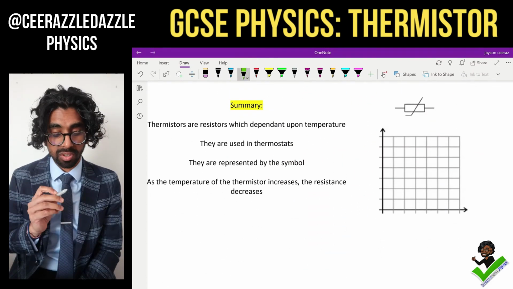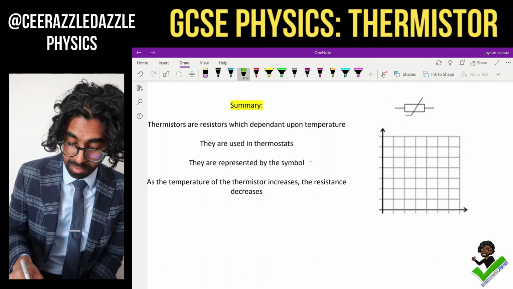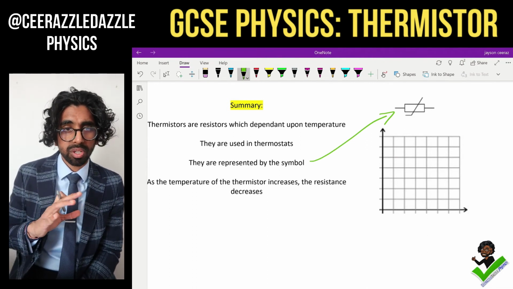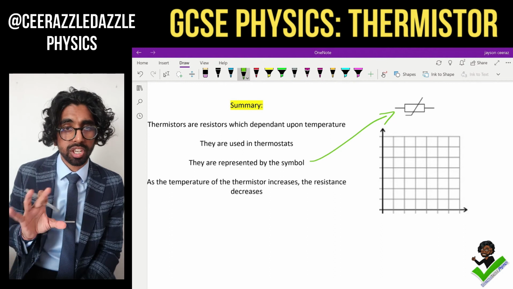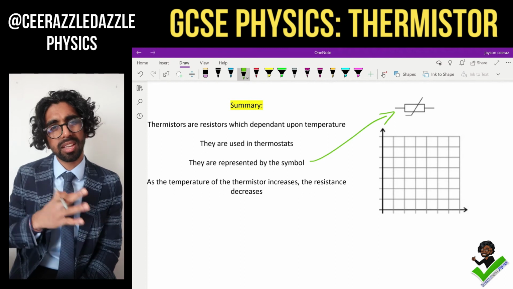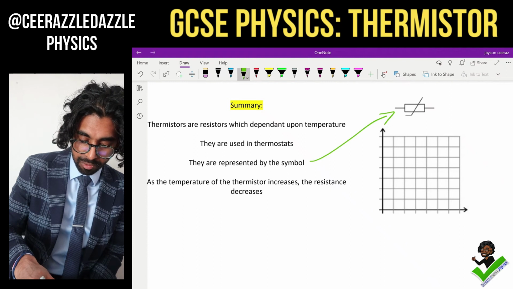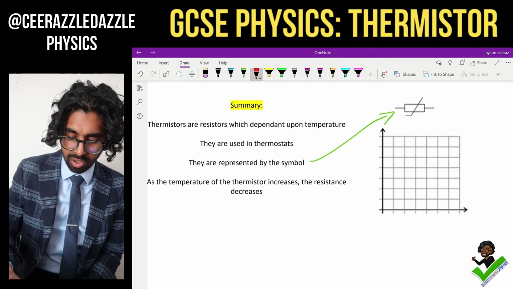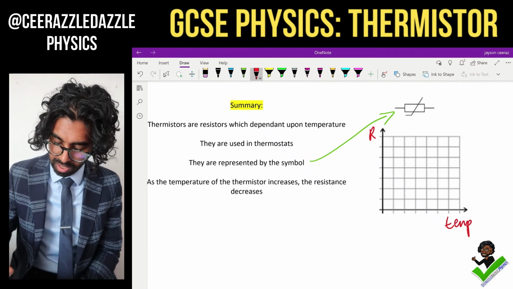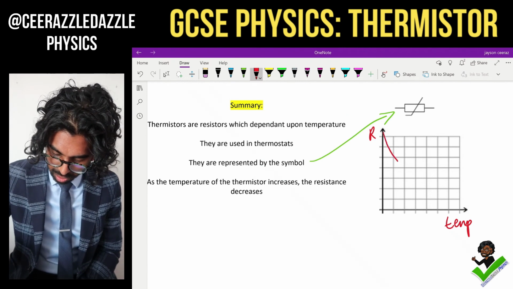Right, summary for this part of the chapter. Thermistors are resistors which are dependent upon the temperature, and here's the symbol over there. They're used in thermostats or air conditioning units. Why? You want them to modify according to the temperature, so they change automatically. Notice the temperature changes, it changes the resistance in my circuit, therefore the current will change. As the temperature of the thermistor increases, the resistance decreases. So that's the last bit of the graph. As the temperature goes up, the resistance is going to drop down.